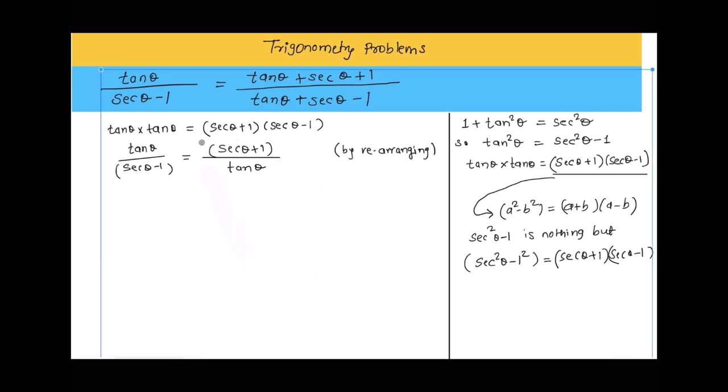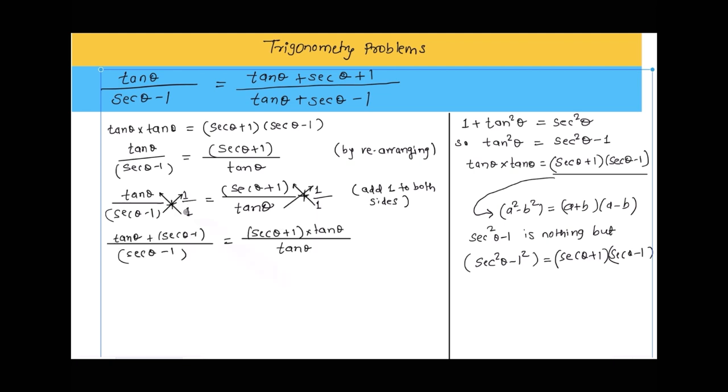By rearranging, we get tan theta upon sec theta minus 1. We have sent sec theta minus 1 onto the left hand side and 1 tan theta to the right hand side. So we get tan theta upon sec theta minus 1 is equal to sec theta plus 1 upon tan theta. Now let's add 1 to LHS and RHS. We get tan theta upon sec theta minus 1 plus 1 upon 1. We need to add 1 to both numerator and denominator, is equal to sec theta plus 1 upon tan theta plus 1 upon 1. So we have added 1 to both LHS and RHS.